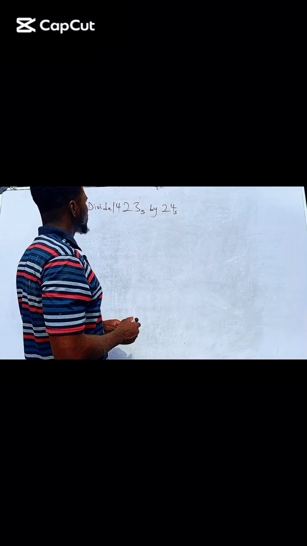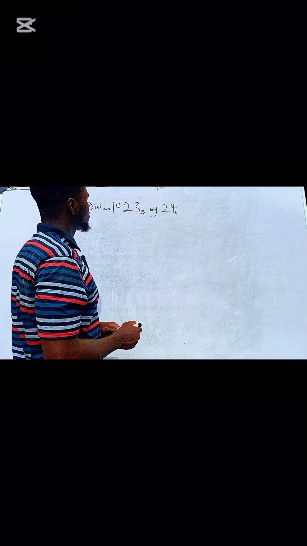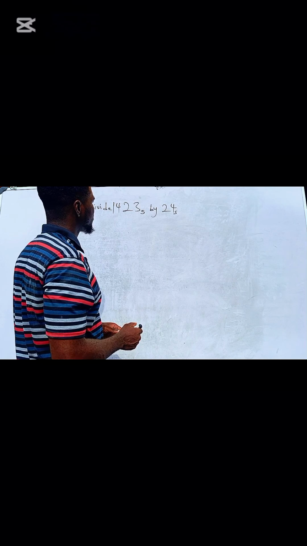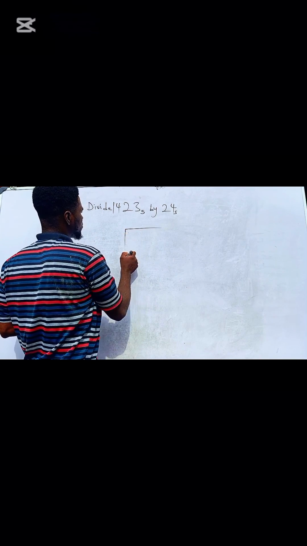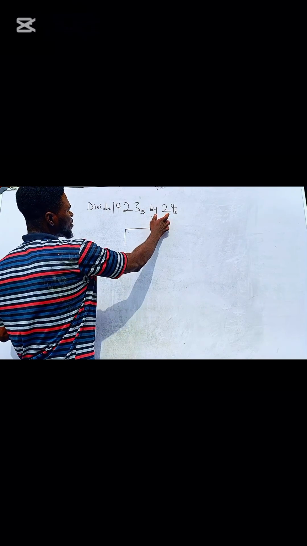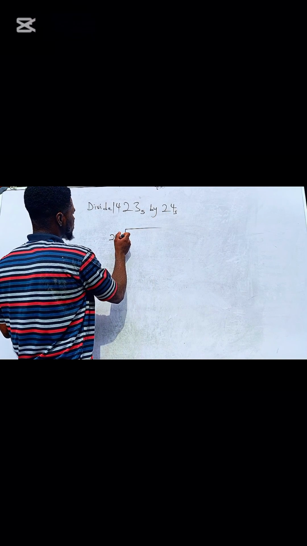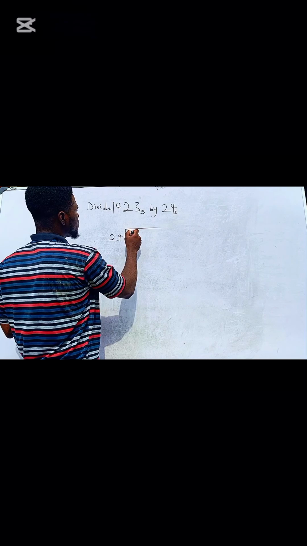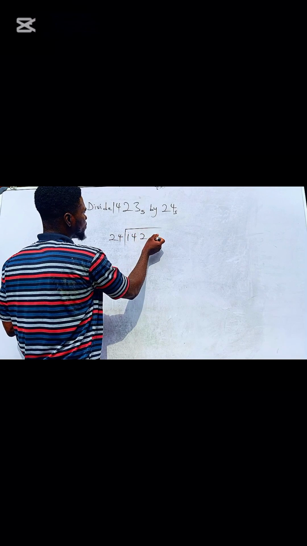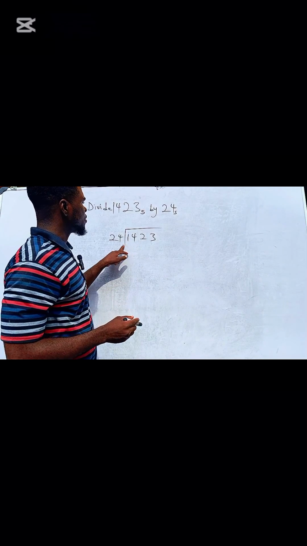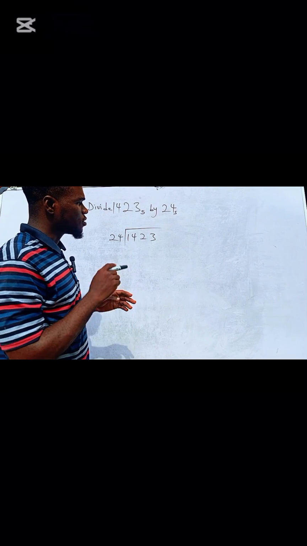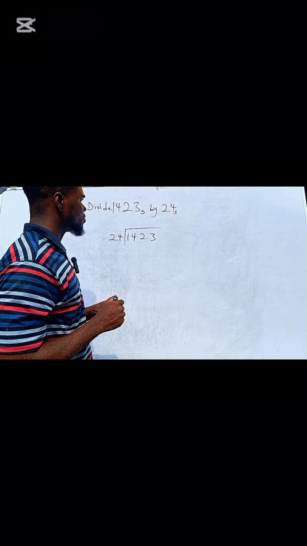Now we're given 1423 base 5 divided by 24 base 5. The way you do your long division, you want to write out the divisor out here, 24 base 5, then 1423, which is the dividend, inside here. But there's a difference here. There's something you're going to do now. Watch and see what I'm going to do.